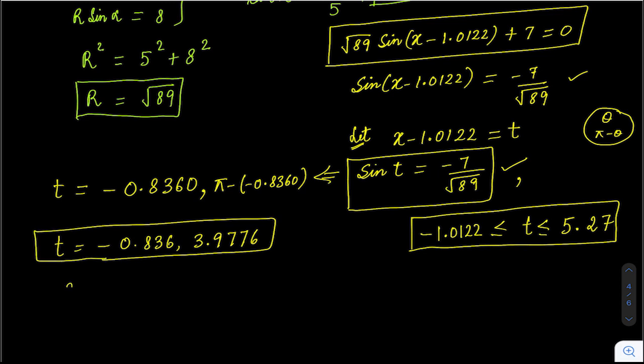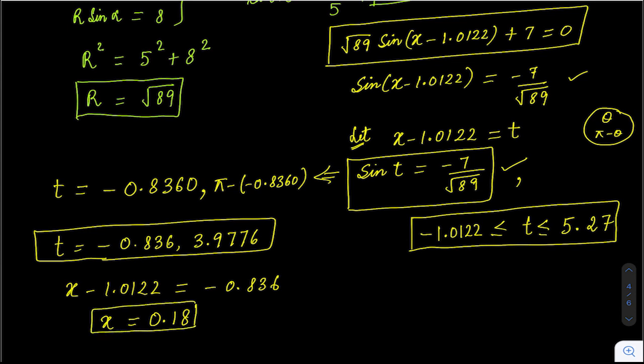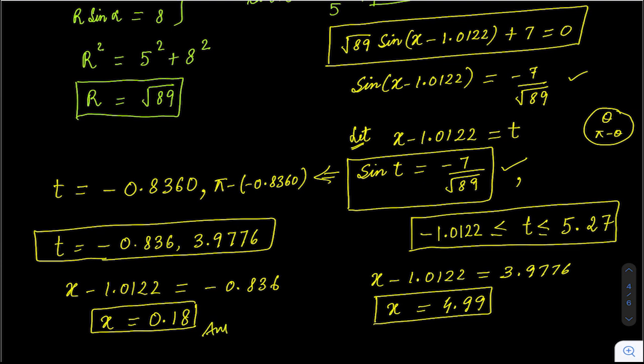Now these are the values of t. So x minus 1.0122 is equal to minus 0.836, so my x value will come out to be 0.18. That's my one answer. The second answer: x minus 1.0122 should be equal to 3.9776, so x will come out to be 4.99. So this is my second answer, and these are my final answers.